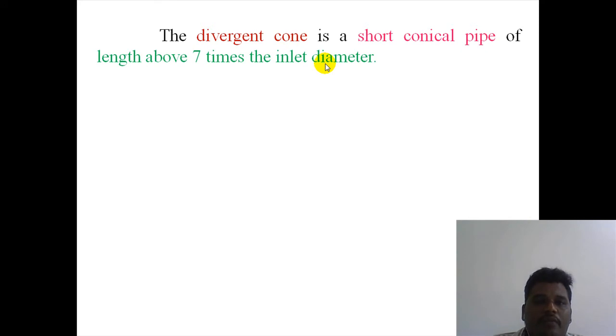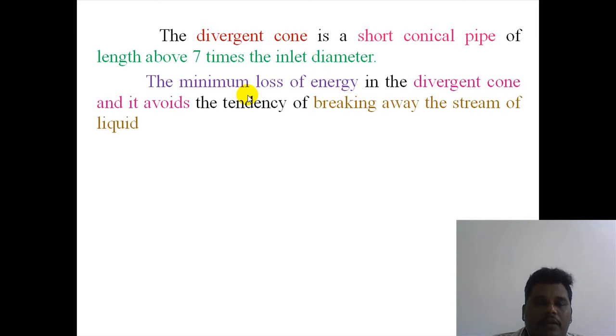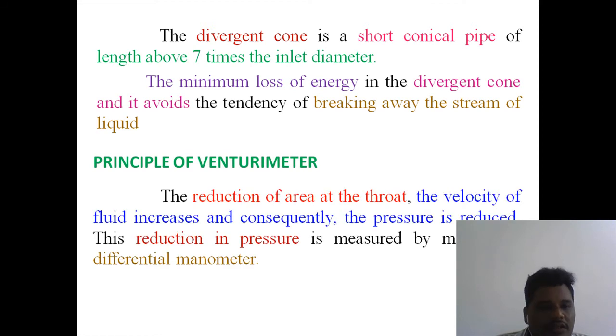This gives minimum loss of energy in the divergent cone, and avoids the tendency of the stream breaking away from the liquid. Now, what is the principle of the venturimeter? This is very important. The principle of the venturimeter is that as the area is reduced at the throat, the velocity of the fluid increases, and consequently, whenever the velocity increases, the pressure gets reduced.